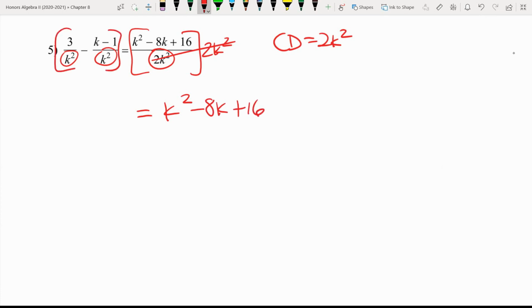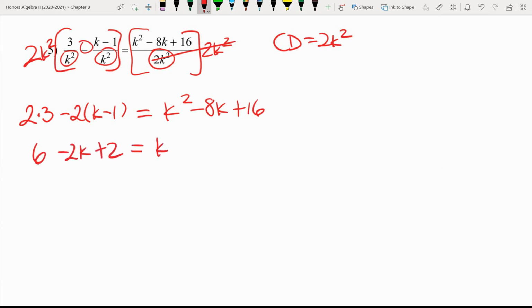I multiply this side by a 2k squared. The k squareds are going to cancel out in both of those and I'm just left with 2 on top. So it's going to be 2 times 3 minus 2 times k minus 1. So you've got to remember that minus sign there. So simplifying here, 6 minus 2k plus 2 equals k squared minus 8k plus 16.